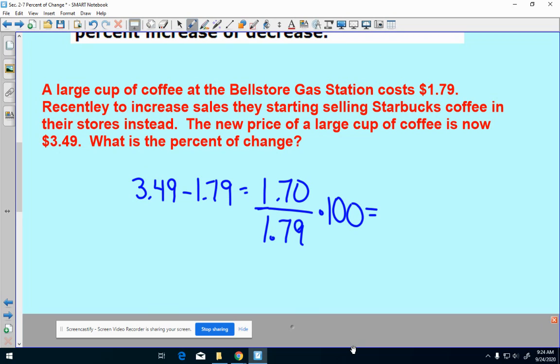Do you still have a 2 here? I mistakenly wrote 270 instead of 170. Check that again. Cameron, what do you got? 95%. Now, Cameron, is that a 95% increase or decrease? Increase, right? So you can either write the word increase or I oftentimes will just put an arrow indicating that it's gone up. So they've raised the price almost 95% just because of the name.